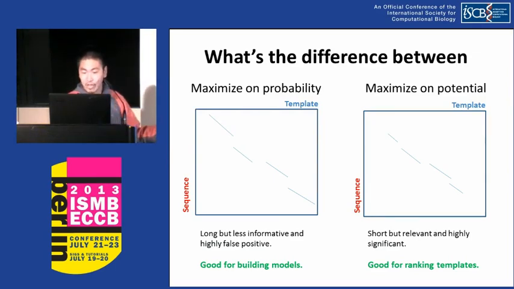So maximizing on potentials is very good for ranking the templates among the input databases. While suppose we have got the best template, we can still use maximizing on probabilities in order to make the relatively longer path, which is required for good models built upon this alignment.